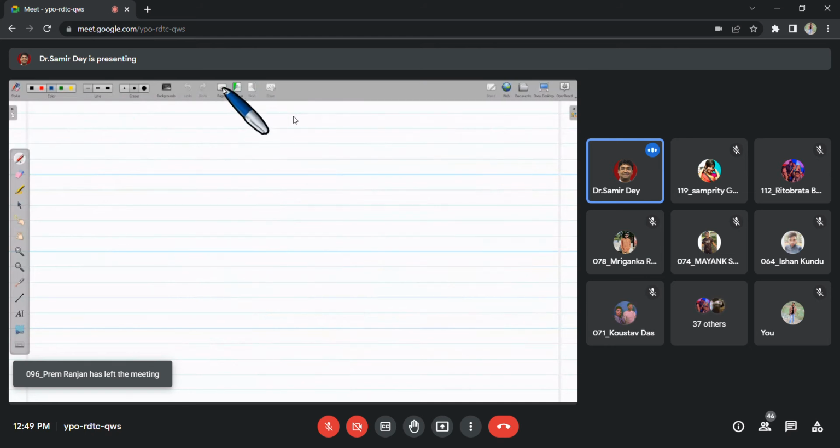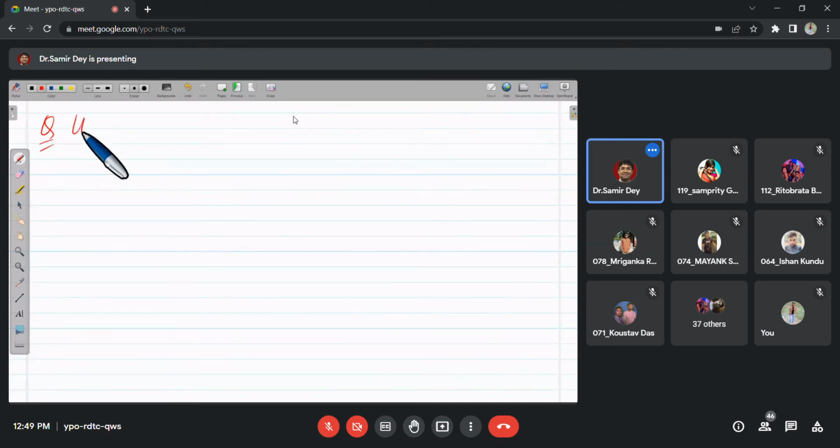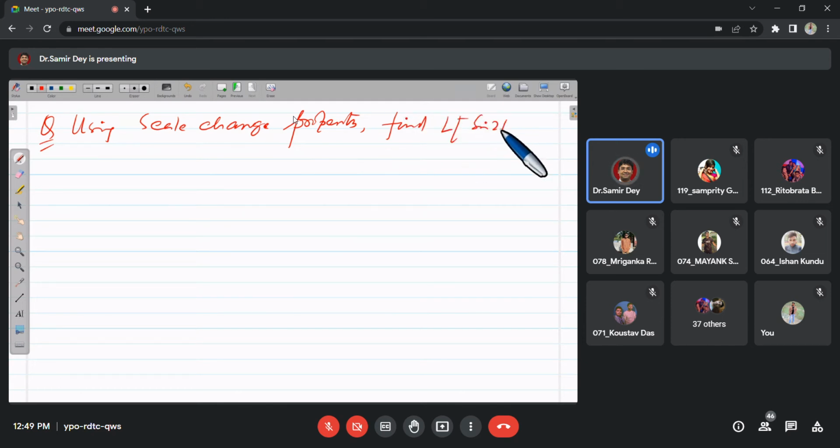Now please write down: using scale change property, find L of sin 2t, where L of sin 3t is equal to 3 by s square plus 9. Do you understand this question? First try to understand the question, whether it is correct or wrong.